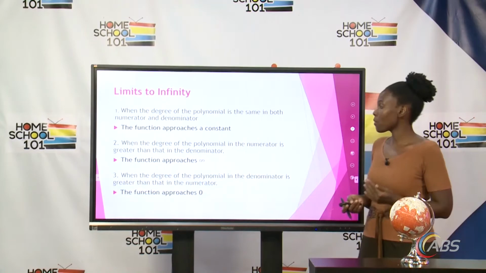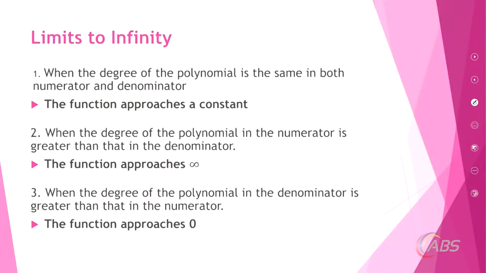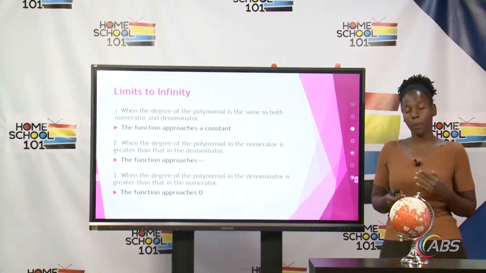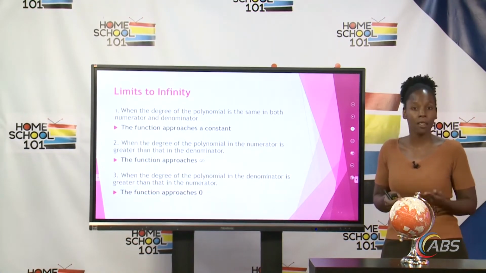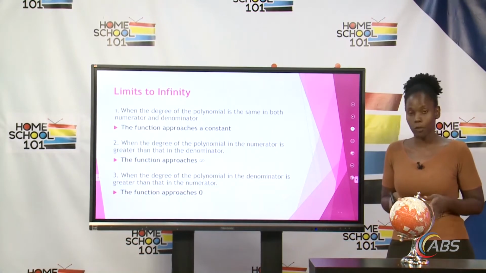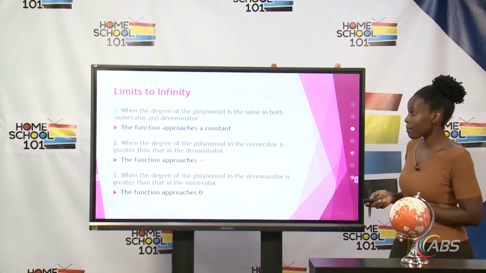The second option, when the degree of the polynomial in the numerator is greater than that in the denominator, the function approaches infinity. And finally, when the degree of the polynomial in the denominator is greater than that in the numerator, the function approaches 0. Now we will look at some examples.